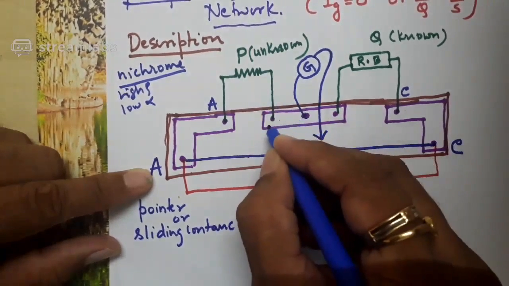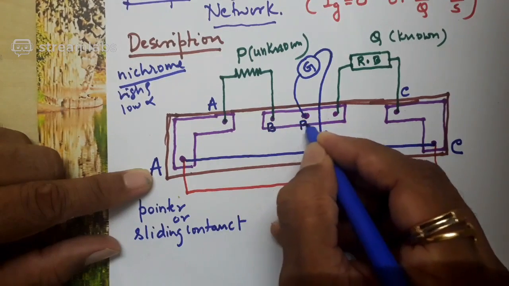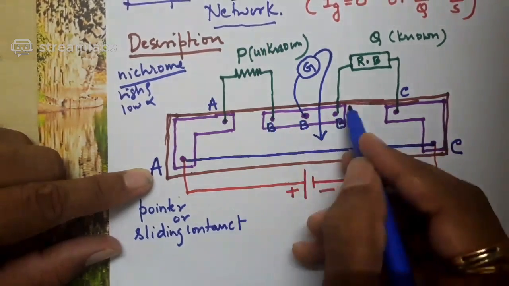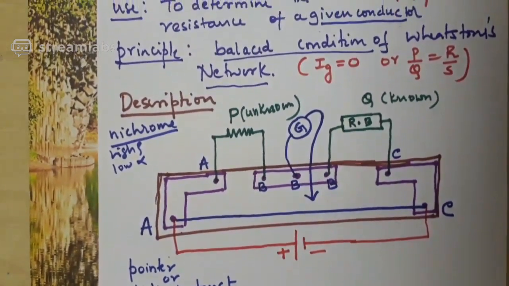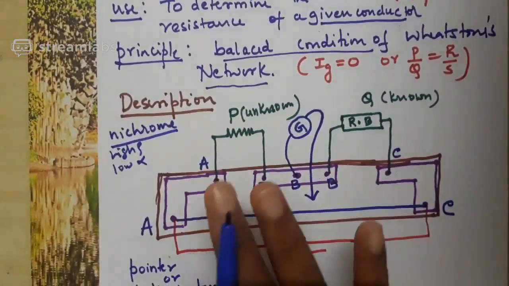Now if I name this point as B, can I say this is also B? Even this is also B only, because all those terminals are on the same metallic strip. Obviously all are the same point B only. Now at least you get 75% of the comparison with the Wheatstone's network.